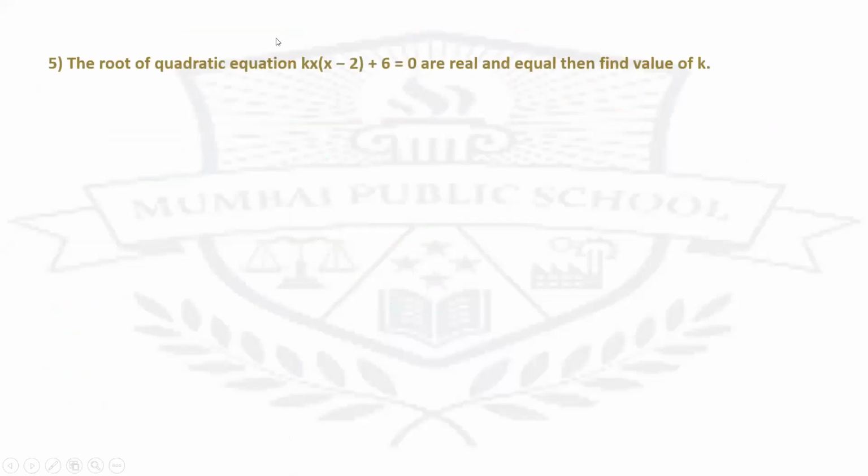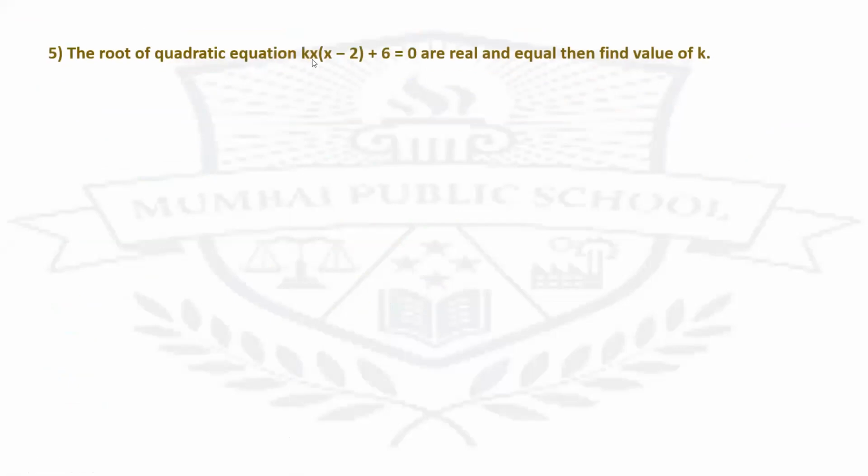Now here, the roots of the quadratic equation kx(x - 2) + 6 = 0 are real, then find the value of k. Now check. Information is hidden in this. Roots real. Understand, when roots are real, that means b² - 4ac = 0. You have to remember this.